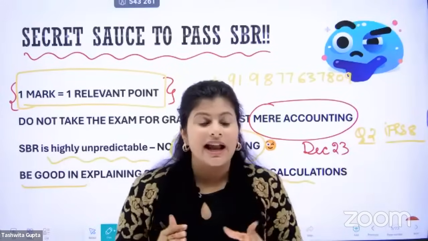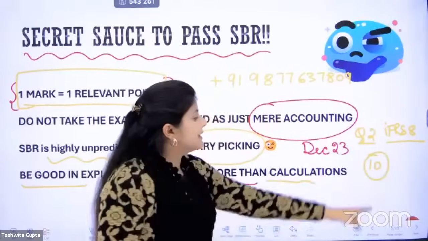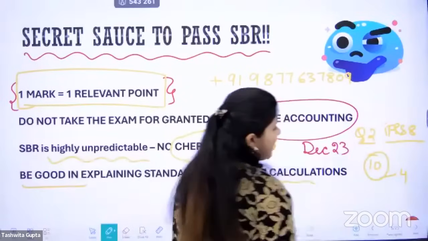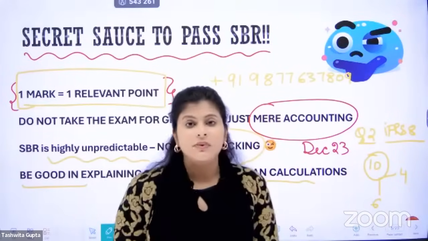SBR is not just about calculation. If they ask you a 10 marker question and they say discuss with calculation, they would give you at most 4 marks for the calculation, and the remaining 6 marks are for explanation only.